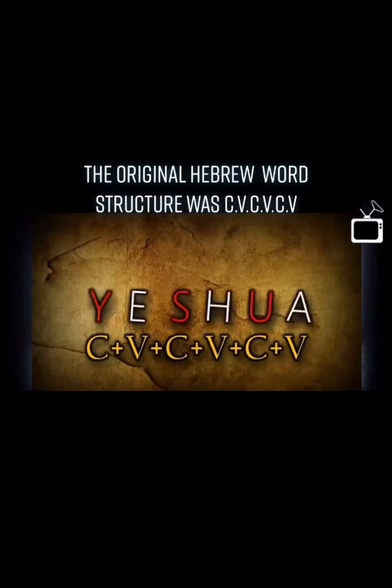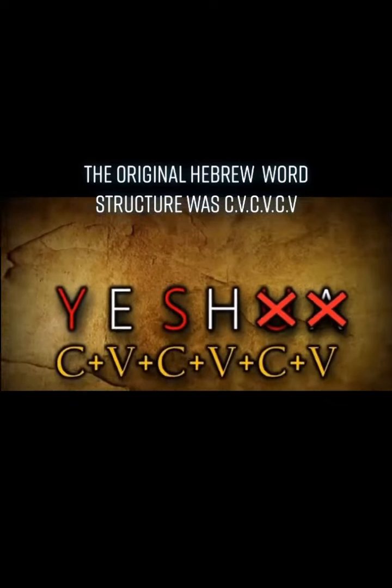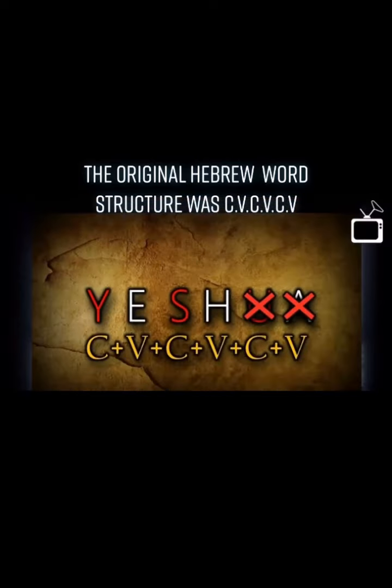All right, so here are some examples. Let's match it up here. We see Yeshua: consonant, vowel, consonant, vowel. Then we see consonant, and then vowel, vowel. We see a diphthong there. So that goes against the actual structure of consonant, vowel, consonant.